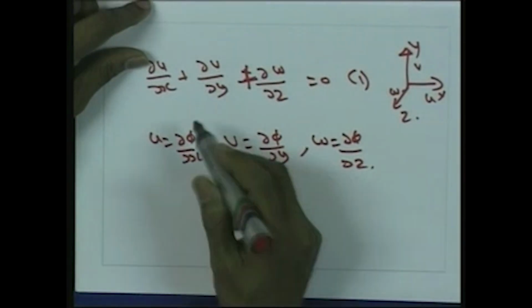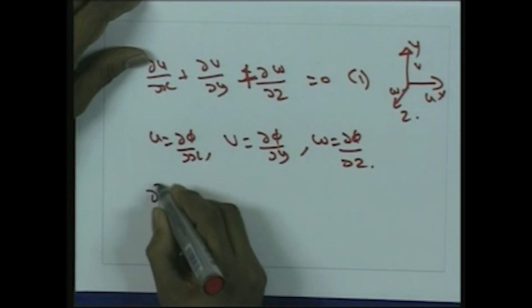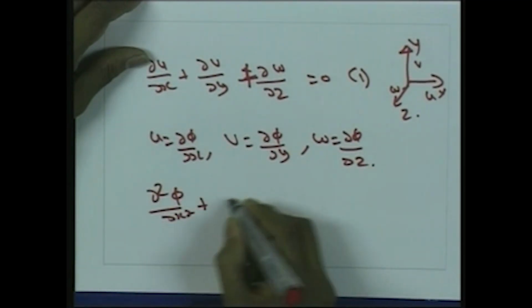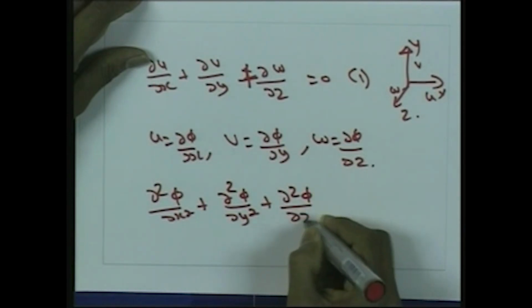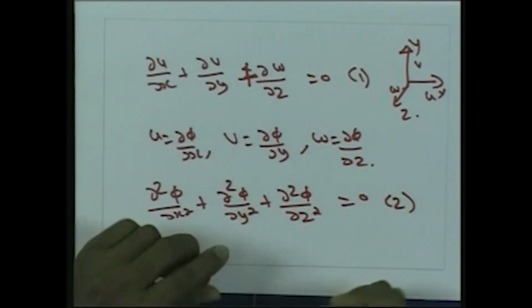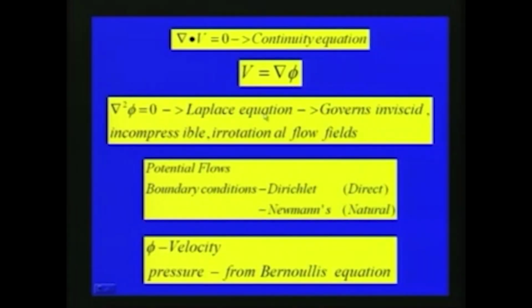If you substitute here for u, v and w, we will get del square phi by del x square plus del square phi by del y square plus del square phi by del z square is equal to 0. This equation is called the Laplace equation, represented in this slide as del square phi is equal to 0. It is a Laplace equation and it governs inviscid, incompressible, irrotational flow fields.